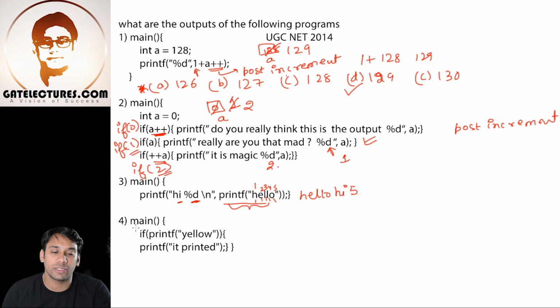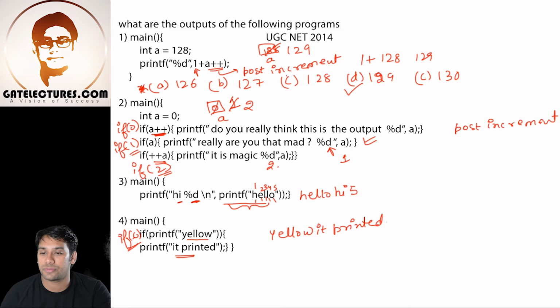Okay, so in the next statement I have if printf yellow. First of all it is going to print yellow. The value which will be returned by this printf statement will be 6, since there are 1, 2, 3, 4, 5, 6 characters. So that means it becomes if 6, and if 6 means it is true. Therefore it is going to print this statement, so the output will be yellow, it printed. Okay, now let us see some more programs.